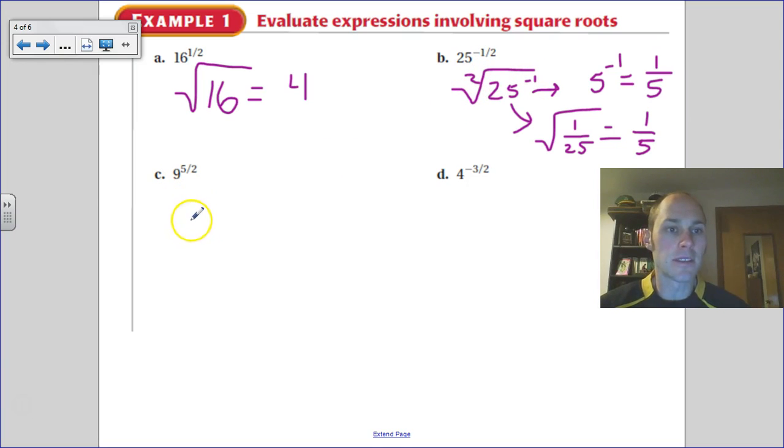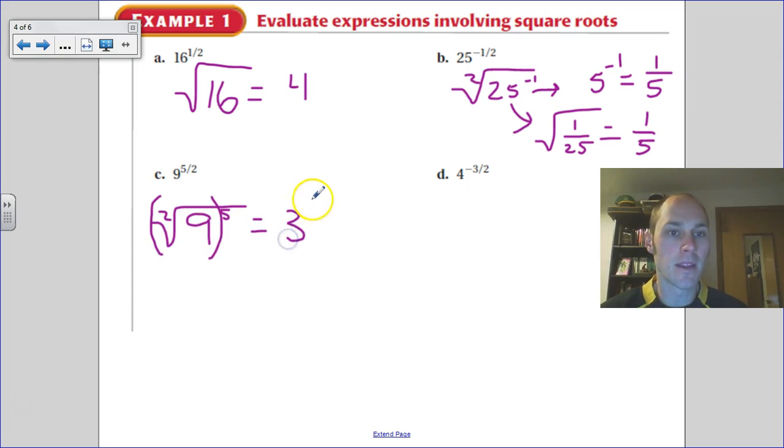9 to the 5/2. So we've got 9 as our base, 5 is our numerator, so that's our exponent, and 2 is the root. In this case, if I did the exponent first, that can be a very large number, so I'm going to take the radical, the root, first. Let's take the square root of 9, which is 3, and then raise that to the 5th power. So 3 times 3 is 9, times another 3 is 27, times another 3 is 81, and I've got to check my calculator for the last one.